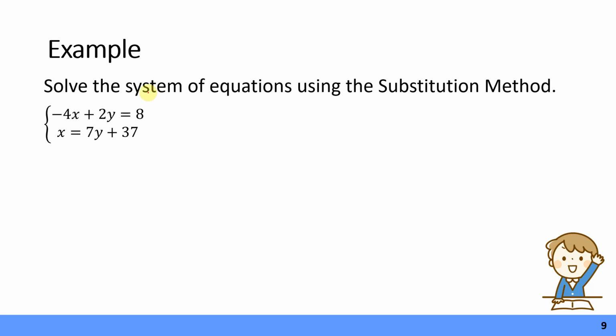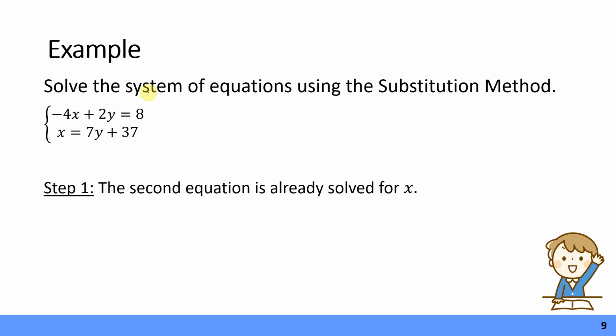Okay, so for the substitution method, step 1 was that we have to solve an equation for either x or y. Lucky for us, if you notice, this second equation is already solved for x. How do I know? The x is by itself on one side. So for us, step 1 was already done. It doesn't matter if it would have been y, it's okay, as long as one of the variables is solved for. So the second equation is already solved for x.